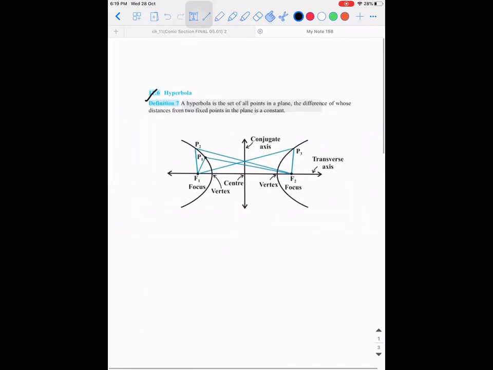Till now we have seen three conics, right? What are they? Circle. So we saw what is the definition of circle. Circle is the locus of all points in a plane which are equidistant from a fixed point. Right. Second, we saw what is a parabola. So what is a parabola? It is a locus, meaning the set of all points which are equidistant from a fixed point and a fixed line. Then we saw what is ellipse.